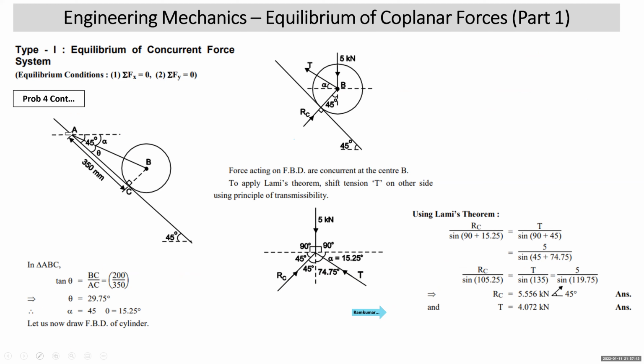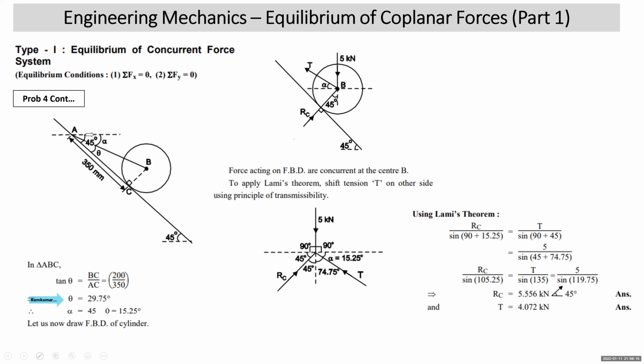All right. Now we have drawn the FBD of this cylinder. From B, I have dropped the perpendicular on the plane so that ABC is a right angle triangle. First, I am finding angle theta. In right angle triangle ABC, what will be tan theta? BC upon AC. BC is 200, the radius of the cylinder, and AC is given to me as 350. So we got theta. So we understood that cable AB is making angle theta with the plane.